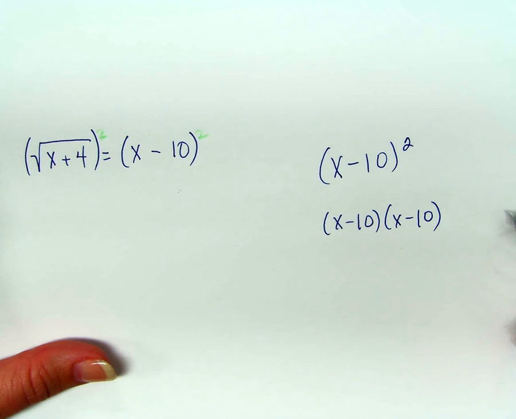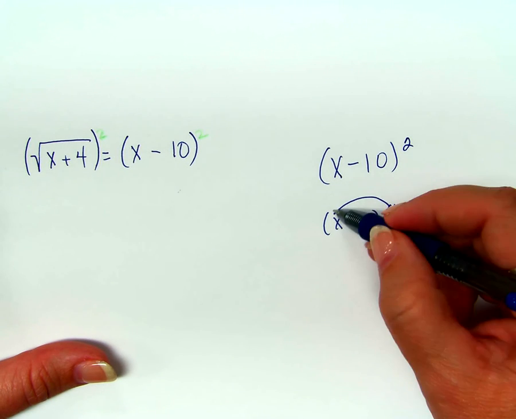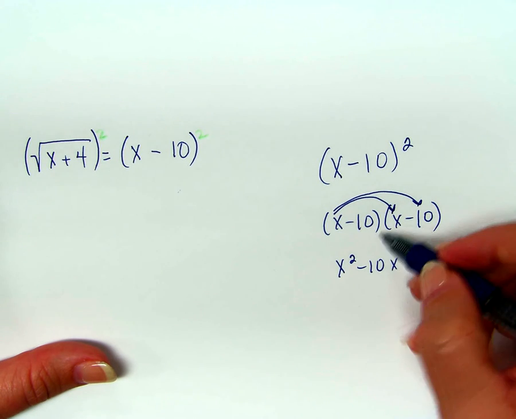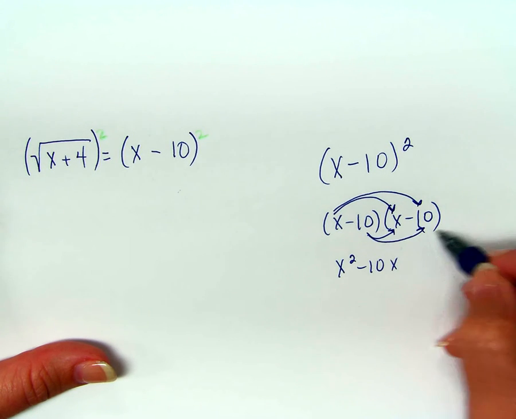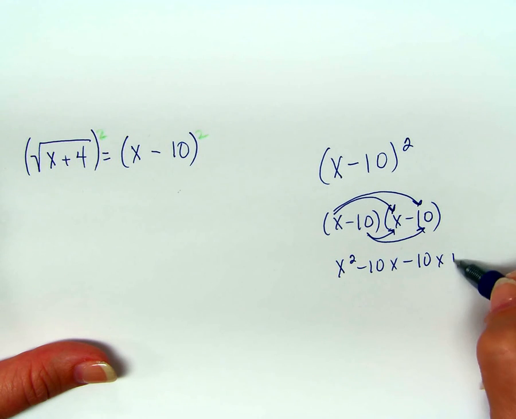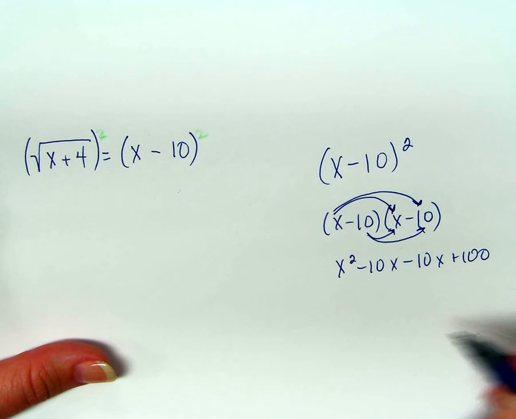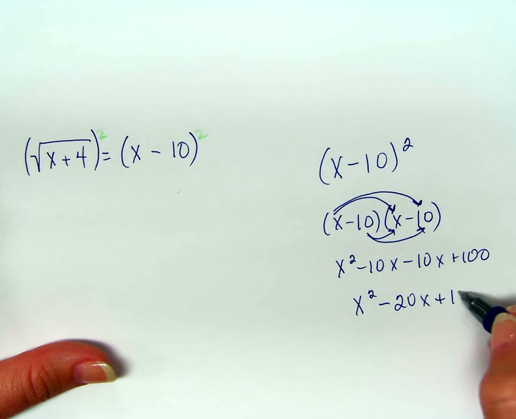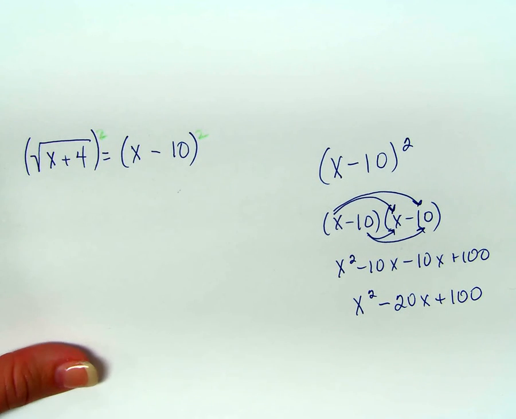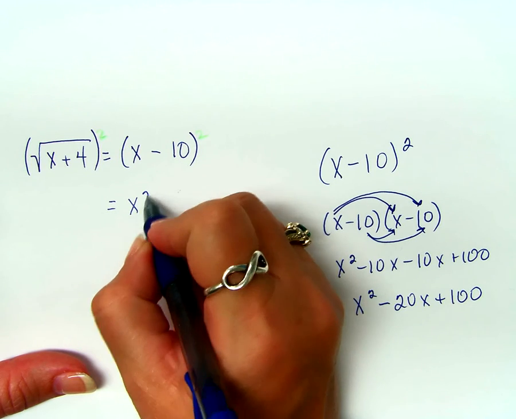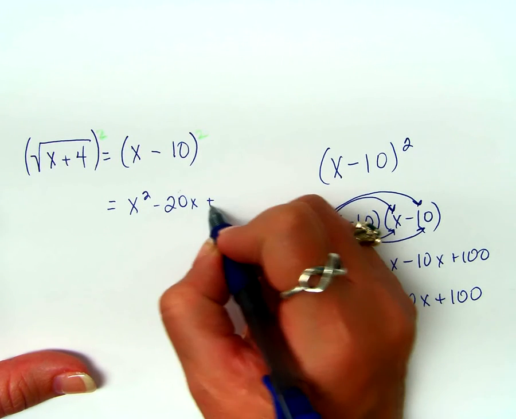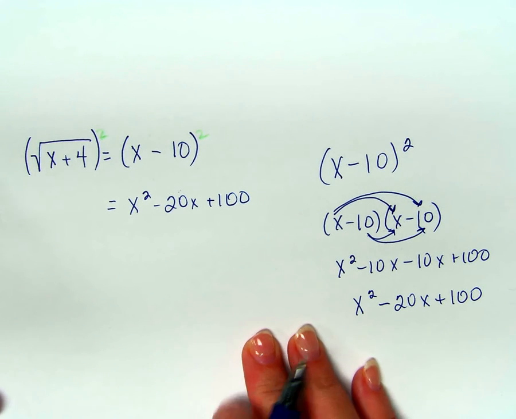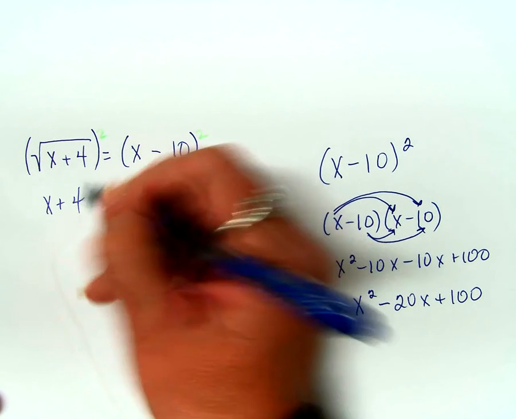distribute, right? We have to distribute the x to each one of these terms. When I do that, I get x squared minus 10x. Then I have to distribute the negative 10 to each one of these terms, and I get negative 10x plus 100. So x squared minus 20x plus 100 is what I get for the right-hand side of this equation. Now, what do I get on the left-hand side of the equation? x plus 4. So how do I go about solving this?